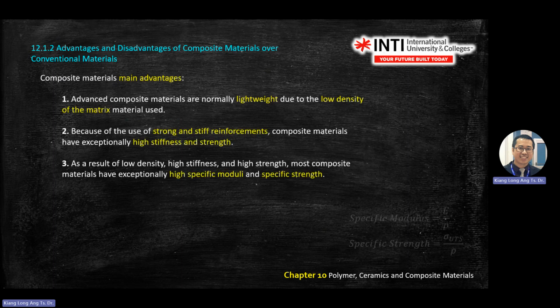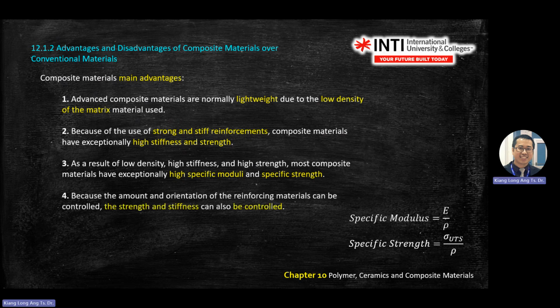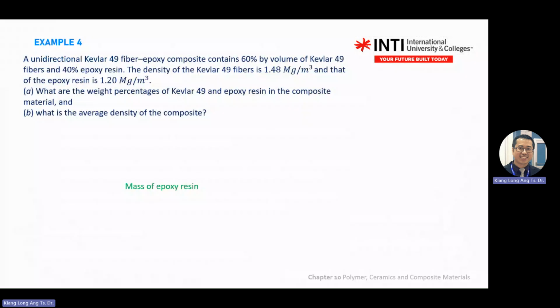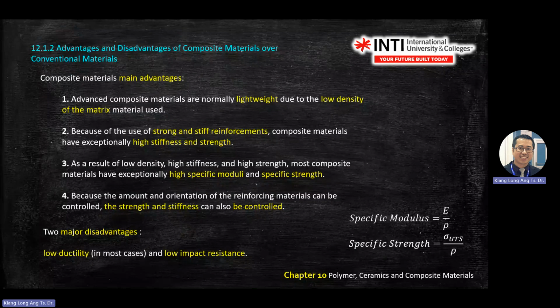So for the advantages, you go and read. The advantages of composites are lightweight, strong stiffness, specific moduli, and specific strength. Number 4, you can control the properties. So what are the two major disadvantages? This one you need to read.